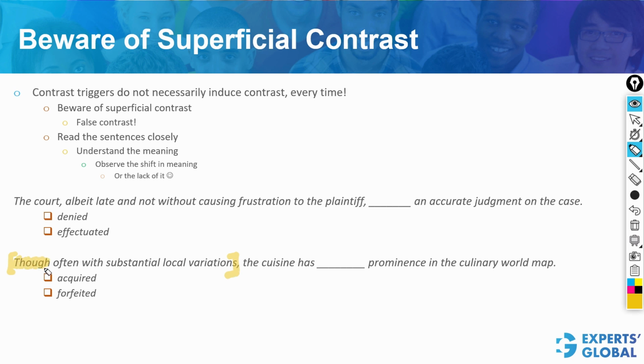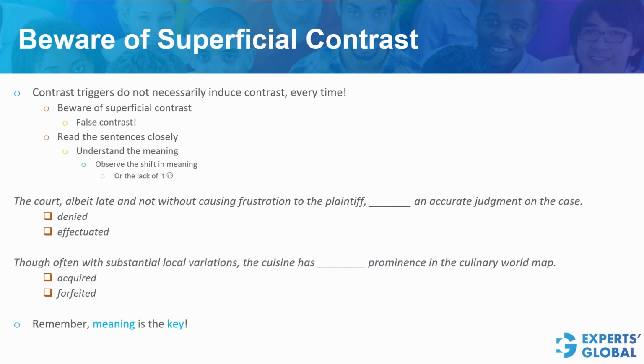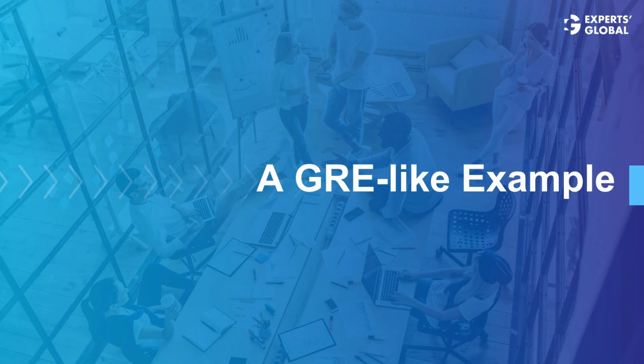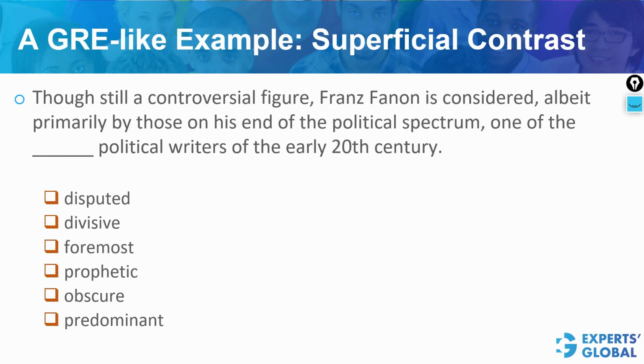However, once again, this phrase is only a trap. The core meaning is that the cuisine has acquired prominence in the culinary word map despite these issues. So this contrasting term here does not lead to a negative outcome. The idea, as always, is to focus on meaning. Remember, meaning is the key. Shortcuts or tricks don't lead to high scores, concepts and comprehension do. Let's take a GRE-like example now. Here is the question.